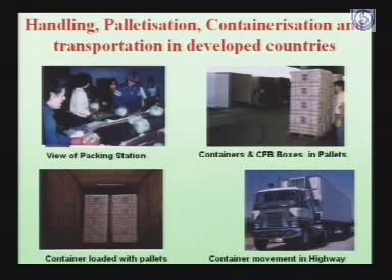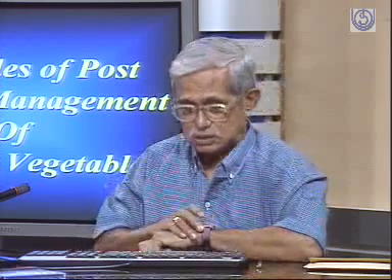Now after the palletization, they are put in the container, and then with controlled temperature and humidity, it goes from one corner of the country to another corner. It can even go from one country to another country, and containerization is a very, very important system for exporting as well as domestic transport of fruits and vegetables.